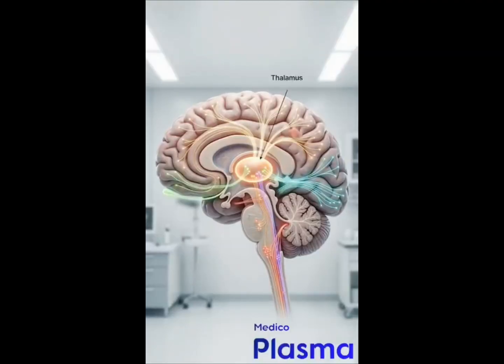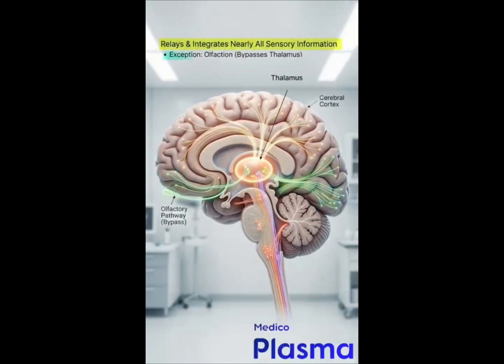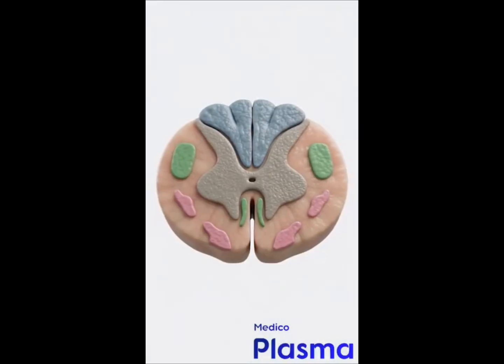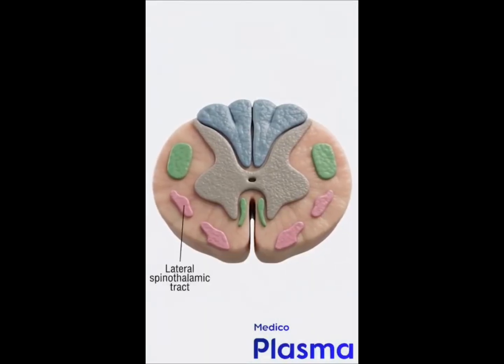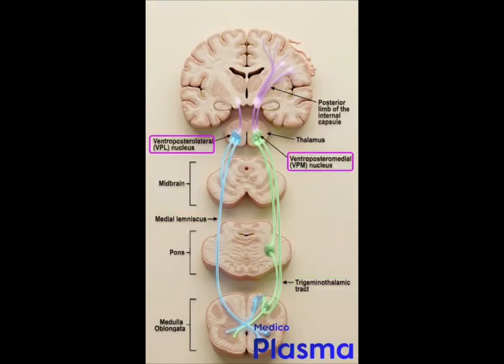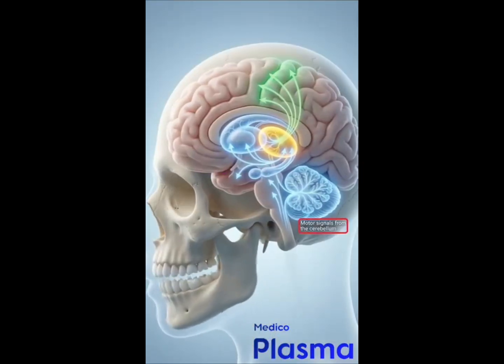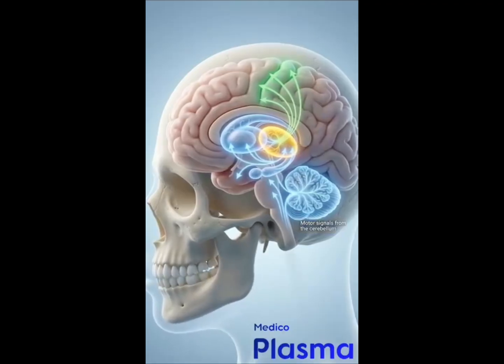Functionally, the thalamus acts as the gateway to the cerebral cortex, relaying and integrating nearly all sensory information except olfaction. Ascending pathways such as the spinothalamic tracts, dorsal column medial lemniscus, and trigeminothalamic pathways synapse in specific thalamic nuclei before projecting to primary cortical areas. Motor signals from the basal ganglia and cerebellum are also processed in the thalamus and relayed to the motor cortex, allowing smooth execution of voluntary movement.